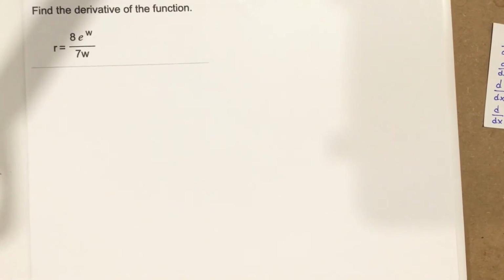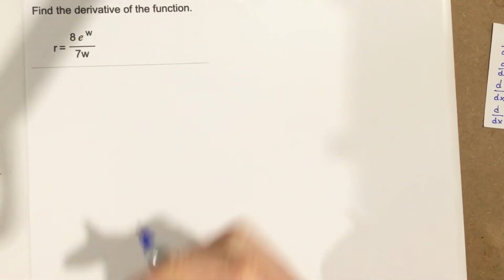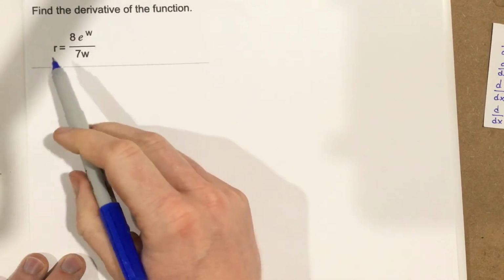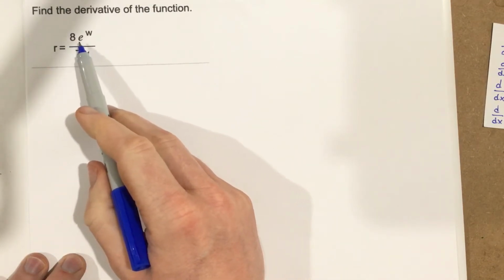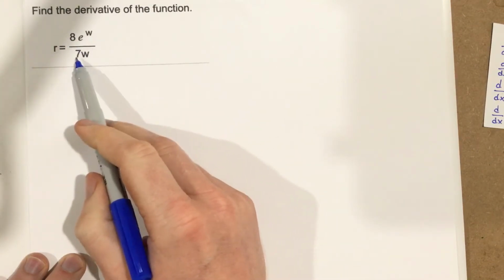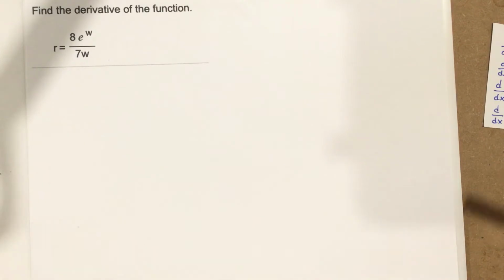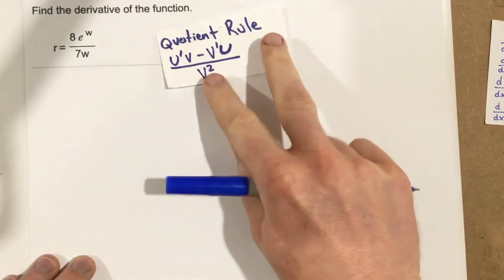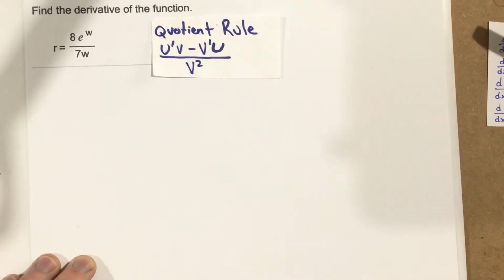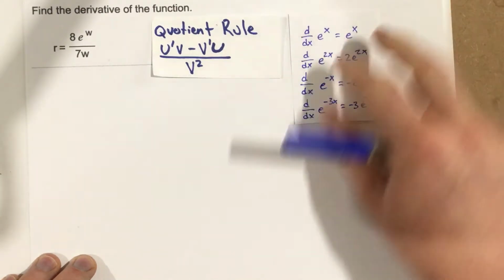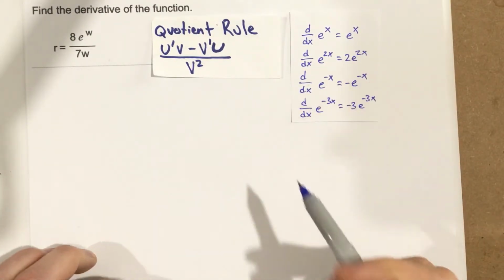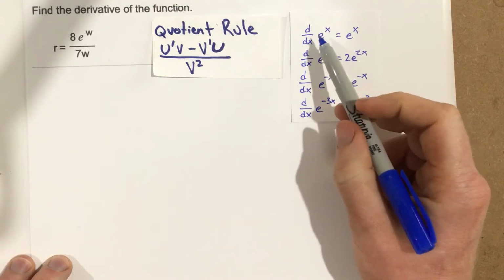This is problem number 11 for section 3.3. It says find the derivative of the function. They give you r equals 8 e to the w divided by 7w. We're going to need to use the quotient rule for this problem, but we're also going to need to look at our derivative of our exponential with base e.